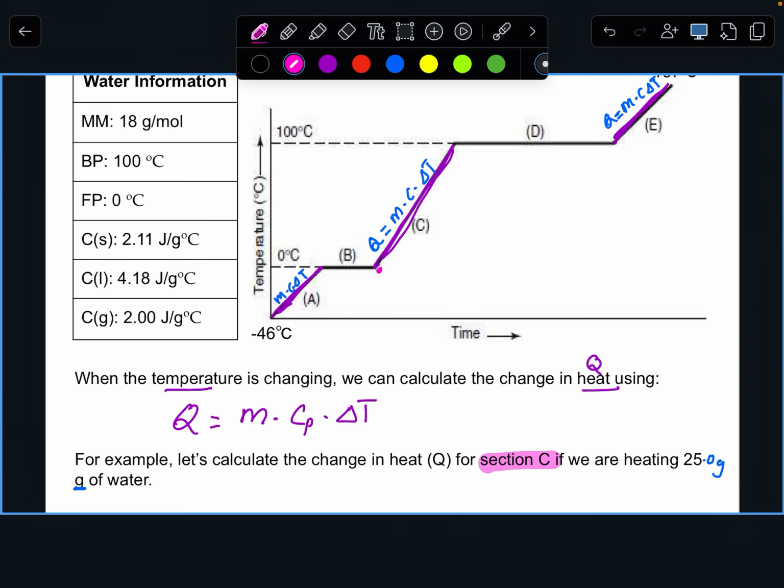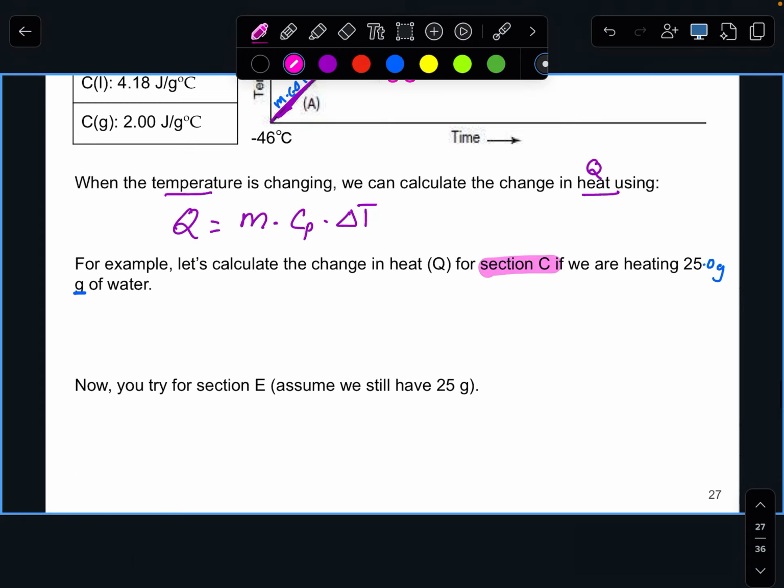Section C is starting from here. What is the starting temperature? 0. And what is the final temperature? 100. So we are going to substitute that. Q is equal to mass. Mass is 25.0 gram. And it is water, and make sure you are picking the correct specific heat.